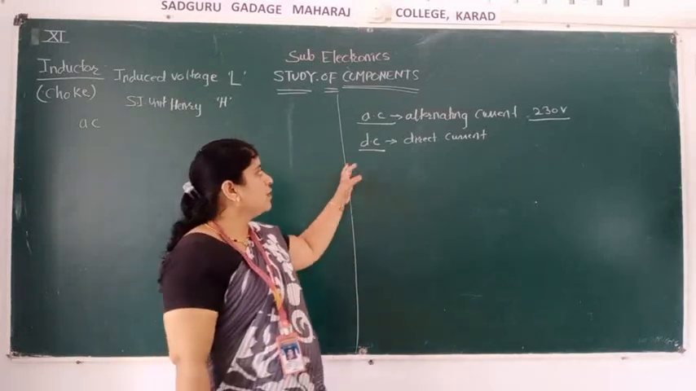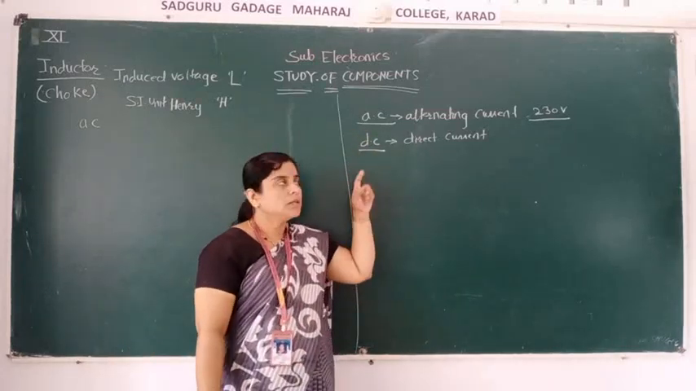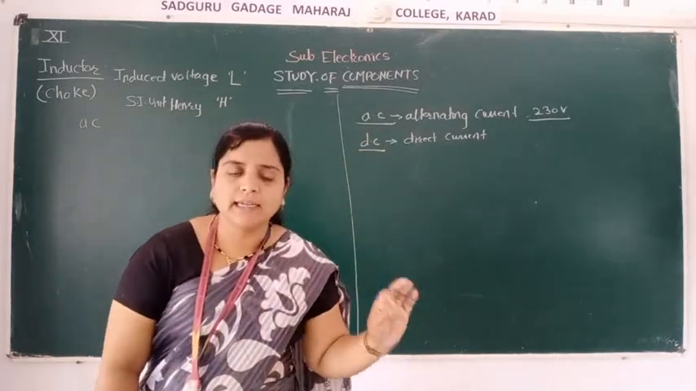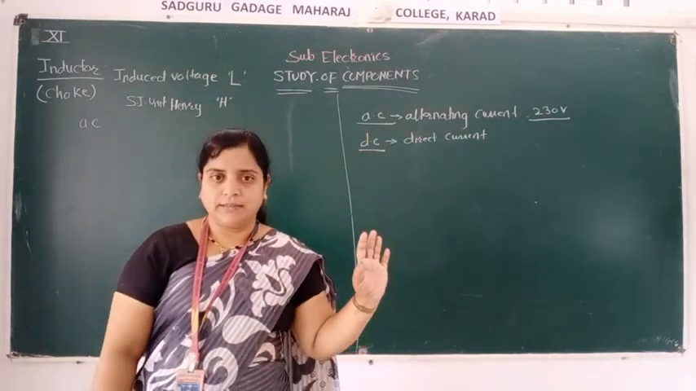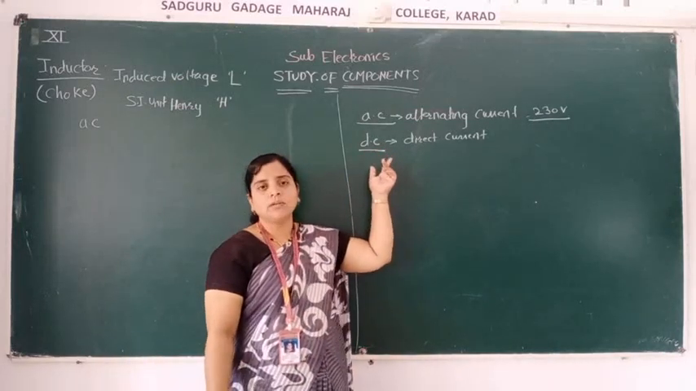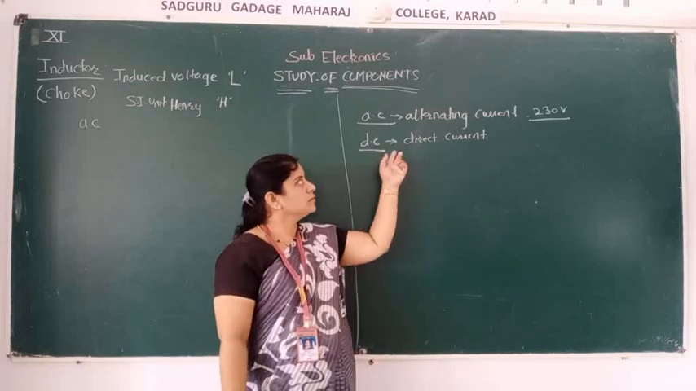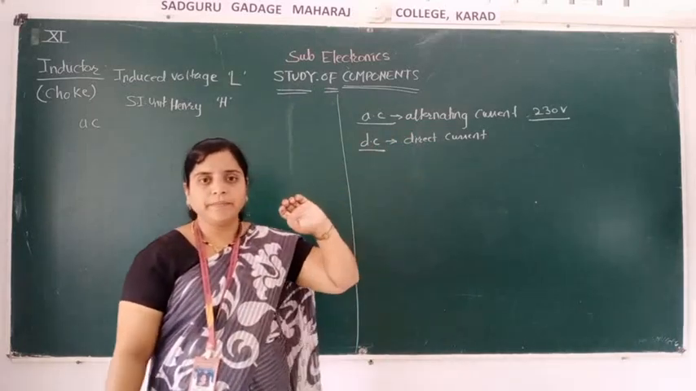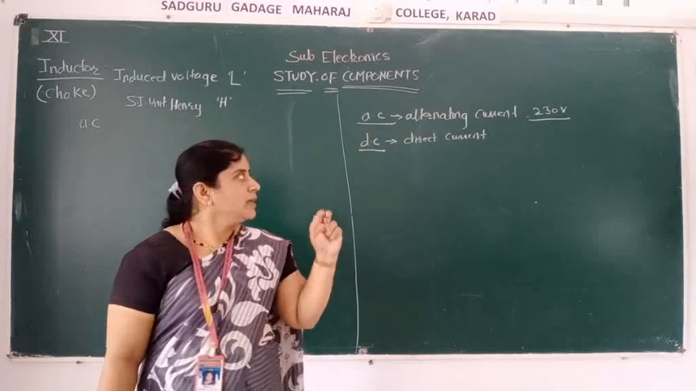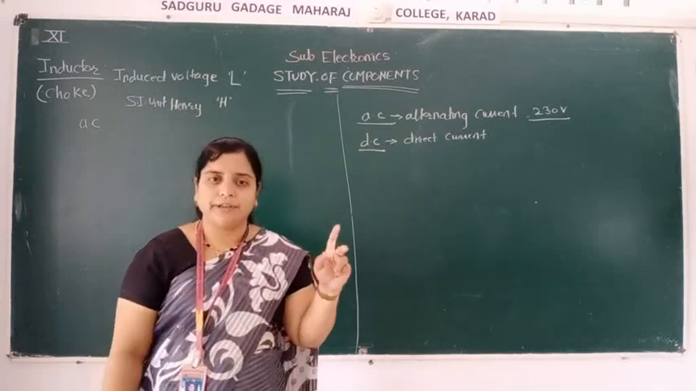So first of all, you should now know AC and DC. AC means alternating current, DC means direct current. DC supply means what? It is not AC. It is a fixed voltage, and it is called the DC supply. And AC is always in variation form.